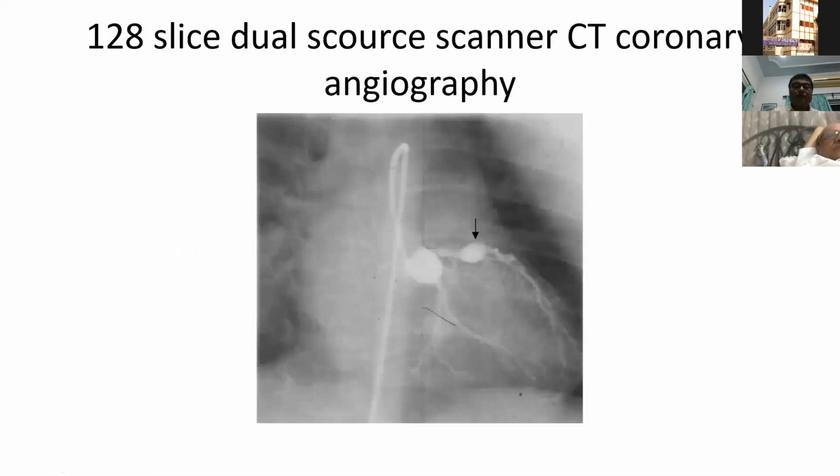And for that, we can use dual source CT coronary angiography. It is being used especially at PGI Chandigarh. They are getting extensively good results. In fact, patients who had normal echocardiographies done repeatedly by pediatric cardiologists turned out to have multiple giant aneurysms. But this is again in a single center, and with repeat echocardiography.